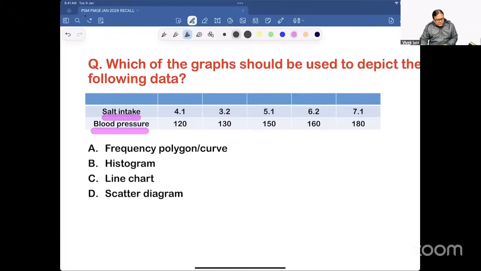Okay, friends, this question, can you confirm? We are looking at salt intake and blood pressure. So we are trying to establish a relationship between two quantitative variables. I'm sure all of you must have marked scatter diagram as the answer. Correlation, yes, relationship between two quantitative variables. So this is fine. Okay, let us move forward.